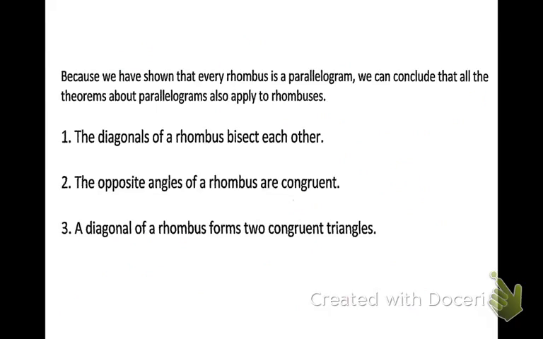Because we have shown that every rhombus is a parallelogram, we can conclude that all the theorems about parallelograms apply to rhombuses. So, those theorems are: the diagonals of a rhombus bisect each other, the opposite angles of a rhombus are congruent, the diagonal of a rhombus forms two congruent triangles. Same characteristics that we had for parallelograms.